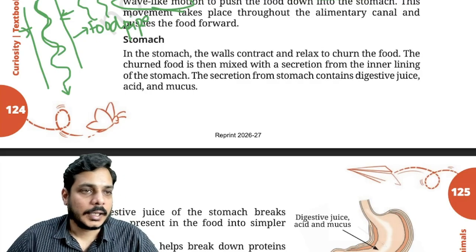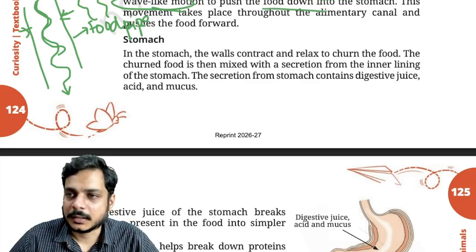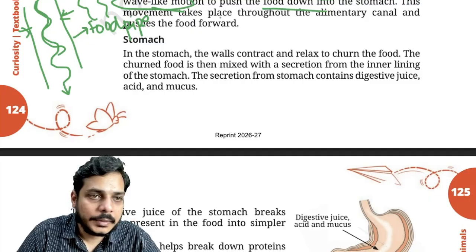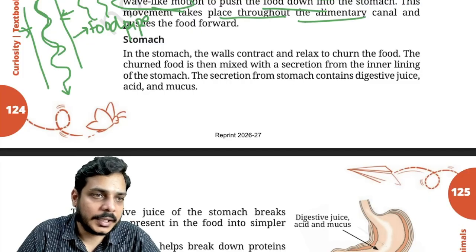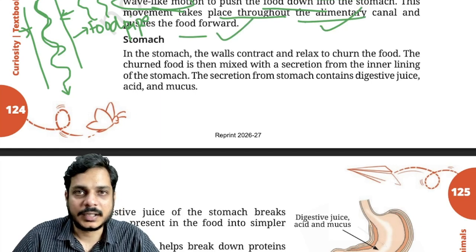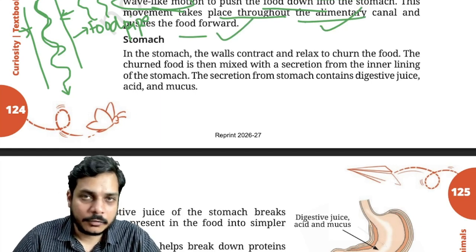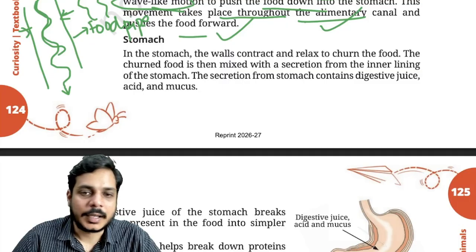All right. Now, moving on to pushing the food downward into the stomach. This movement takes place throughout the alimentary canal and pushes the food forward. Now, the stomach. Now it comes to the stomach. We have seen that from mouth to stomach, you will have the food pipe. Now the work of the food pipe is done. Now we understand what happens in the stomach.